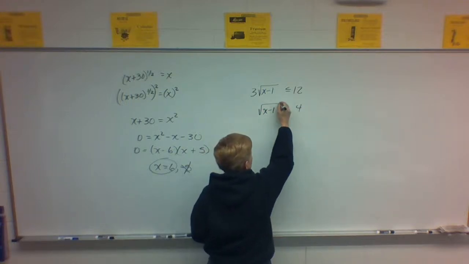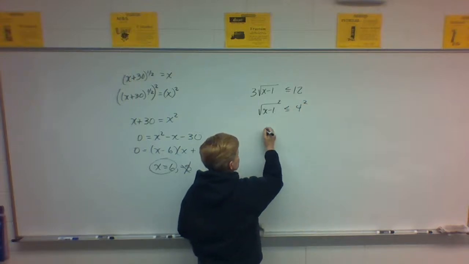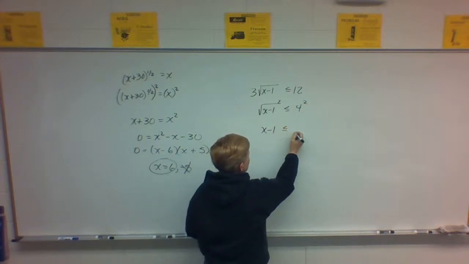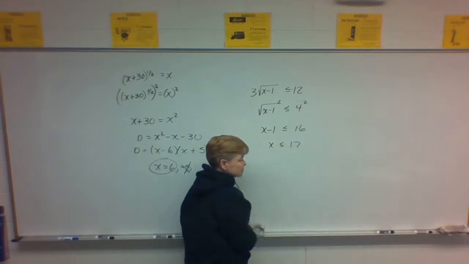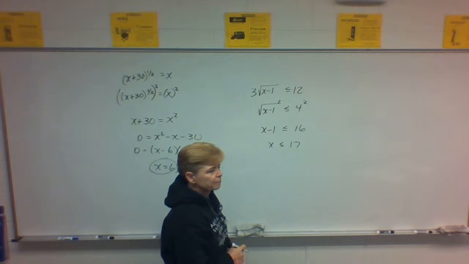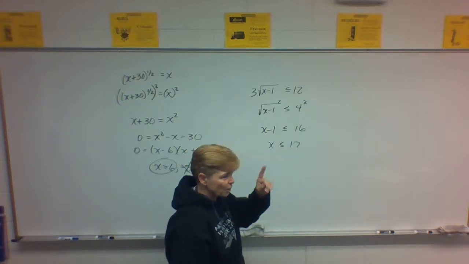Then I'm going to square that thing off. Squaring does not affect the sign either. x minus 1 less than or equal to 16. x is less than or equal to 17. Right? But there's a limit to the numbers less than 17 that will work. And that's the part you have to pay attention to.